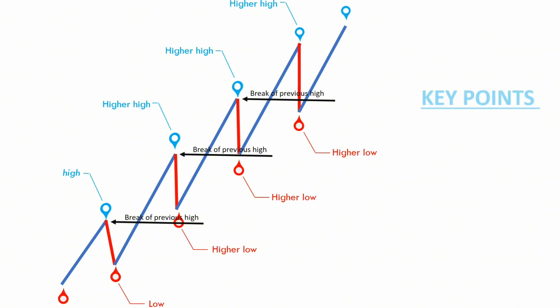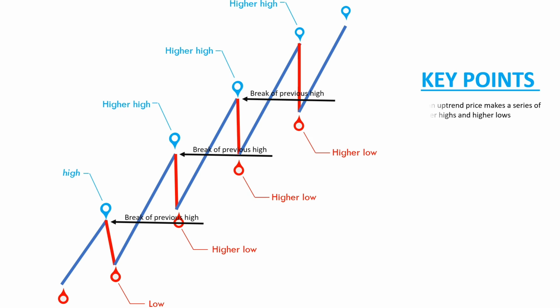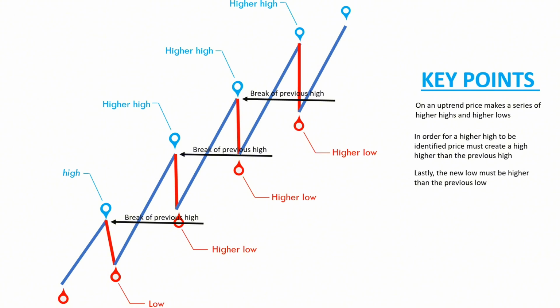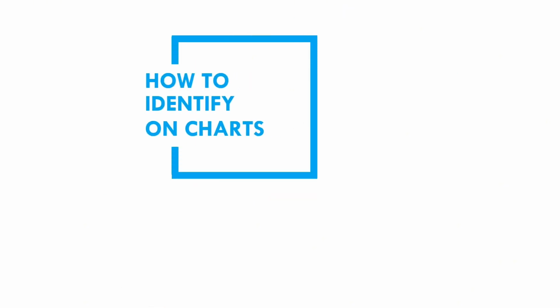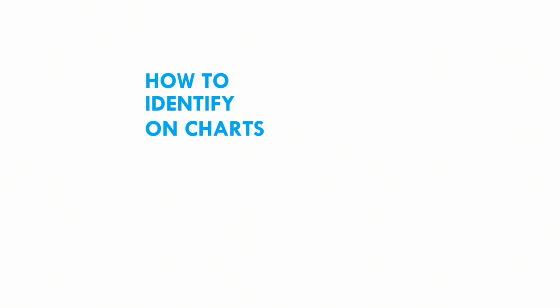Now here are some key points to note. 1. On an uptrend, price makes a series of higher highs and higher lows. 2. In order for a higher high to be identified, price must create a high higher than the previous high. Third and lastly, the new low must be higher than the previous low. Let's see how we can identify all these concepts on a chart.